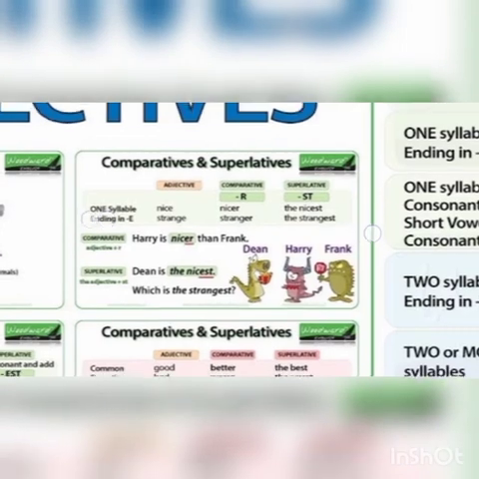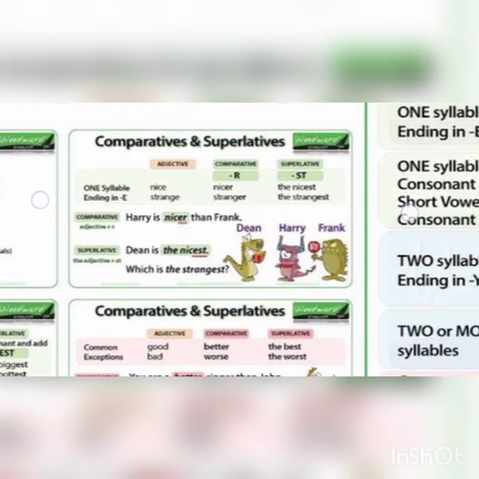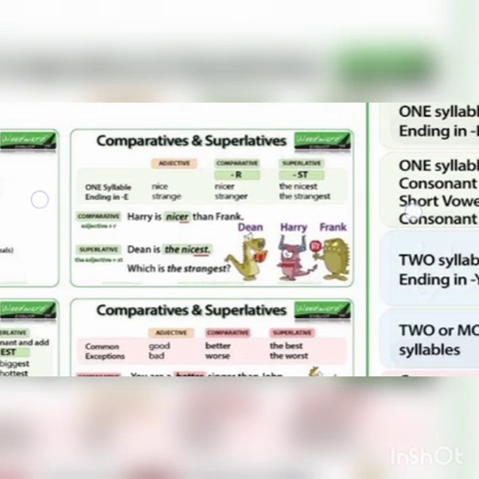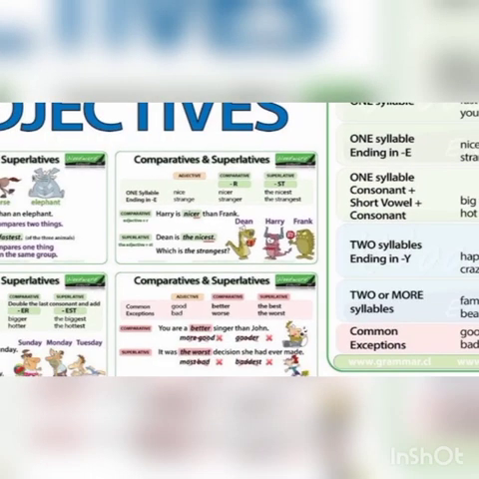Comparative and superlative. Adjective, formation, one syllable. Nice, nicer than Frank. Harry is nicer than Frank. Superlative, Dean is the nicest. Which is the strangest? Frank, I think, is the strangest according to this picture.